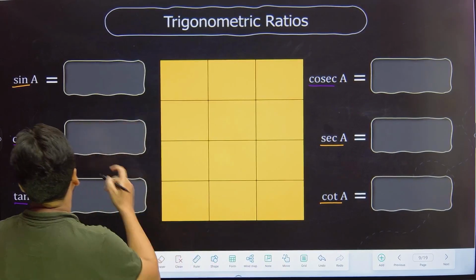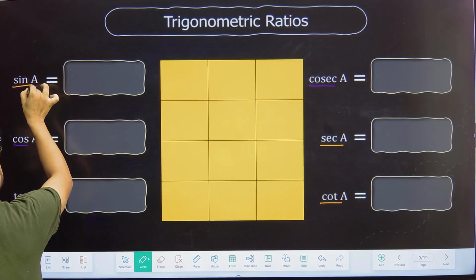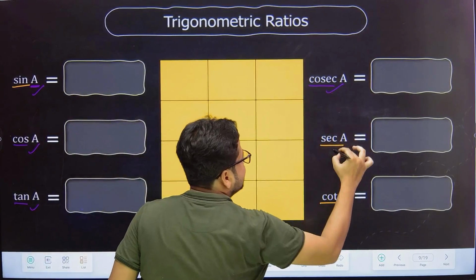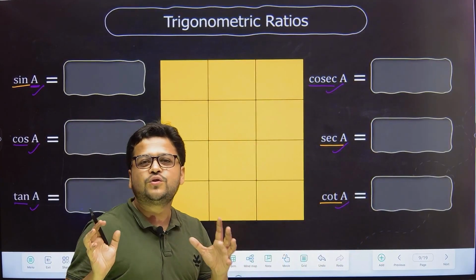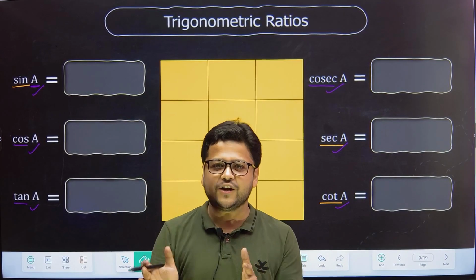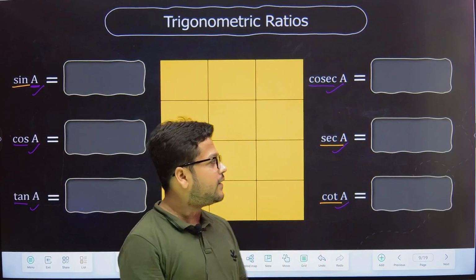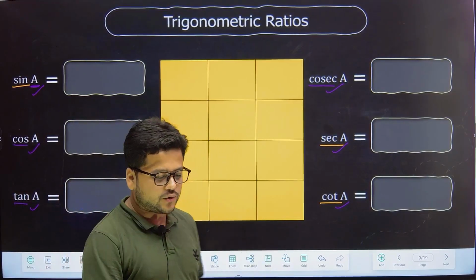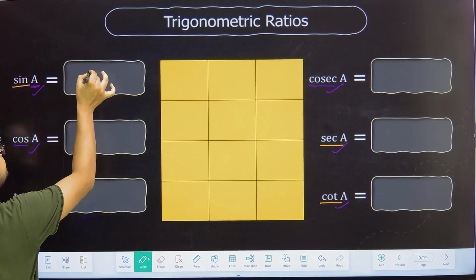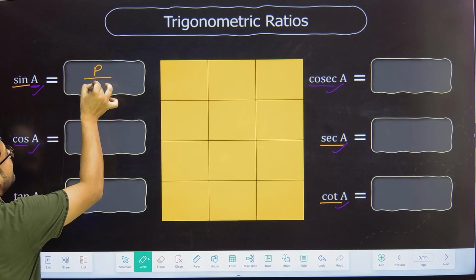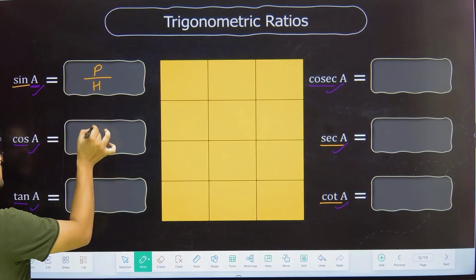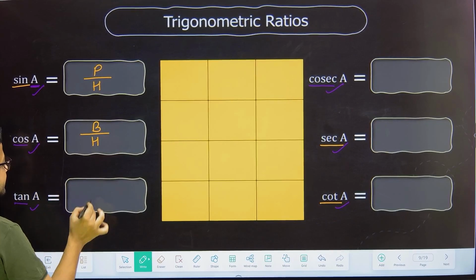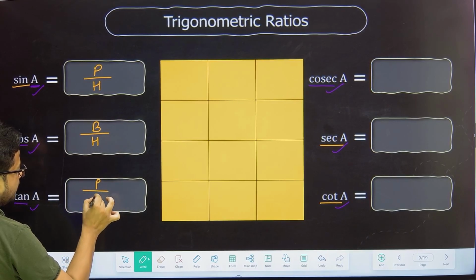So they are sine theta, cos theta. Here theta is A, so we can say sine A, cos A, tan A, cosec A, sec A, cot A. Students, you should learn this order: sine, cos, tan, cosec, sec, cot, right? So what are the formulae of these trigonometric ratios? Let me tell you. Sine theta is perpendicular upon hypotenuse, cos theta is base upon hypotenuse, and tan theta is perpendicular upon base.